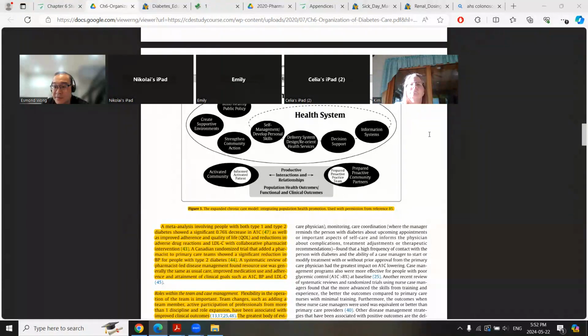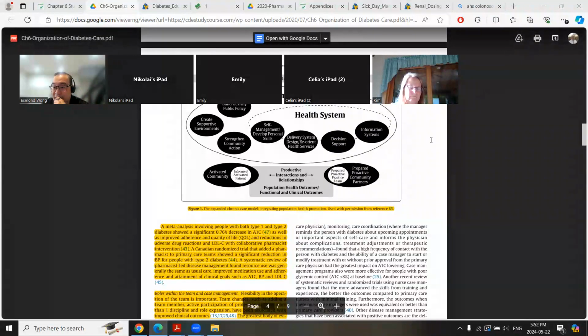Decision support system would be like the guidelines. They help us decide what medications to go with and when to screen and stuff like that. Delivery system design is kind of like which EMR are you going to use? Are you going to do teleconference, or is it strictly just in-person appointments, that kind of stuff?